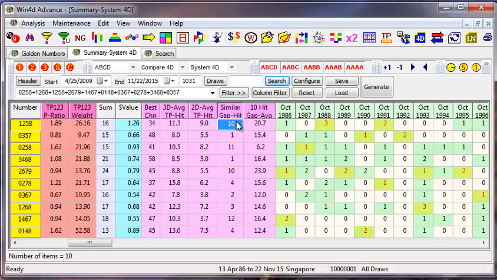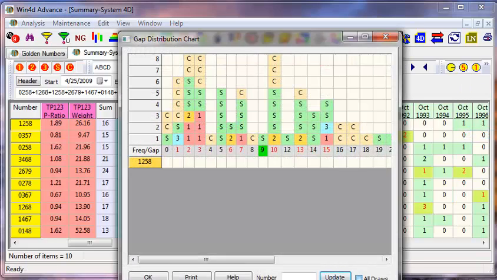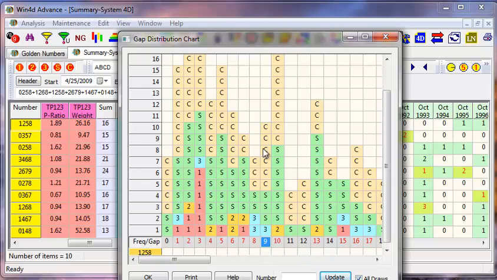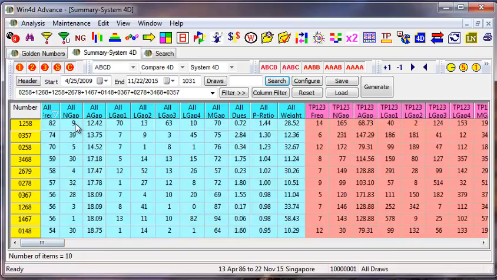Now, allow me to explain something for people who ask, what is similar gap hit? Right, similar gap hit means currently is a gap 9. Alright, so if you were to take a look at this one, you will notice that under the similar gap hit here, you can see that he has got a total of 10 appearances at gap 9 before. So how to know? Very simple. Alright, all you need to do, click here, look for this thing called gap distribution chart. Alright, you can see that, click all draws, at gap 9, he has appeared 10 times before at gap 9.